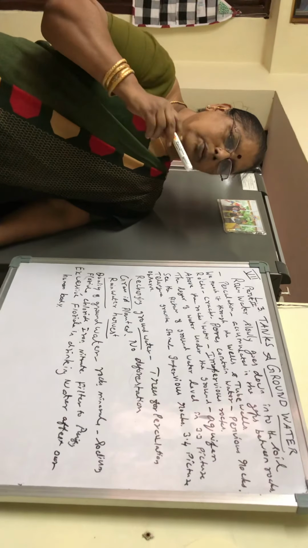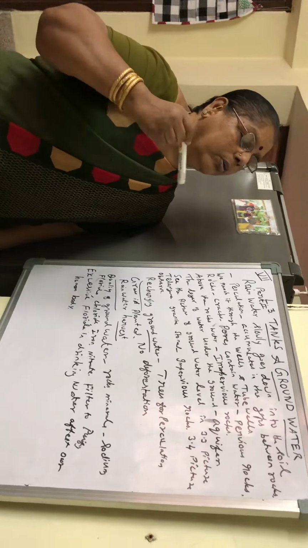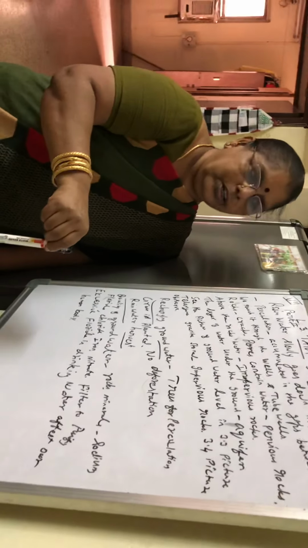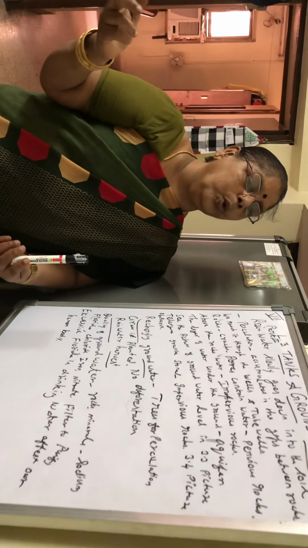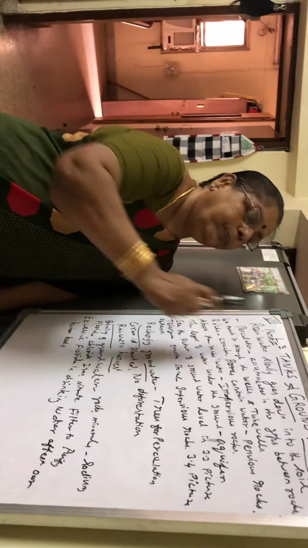Now, what is the difference between an open well and a tube well? An open well occupies more space. In a tube well, we insert a tube into the ground, and on the upper part we have a motor. With that, the water comes up. That is called a tube well.